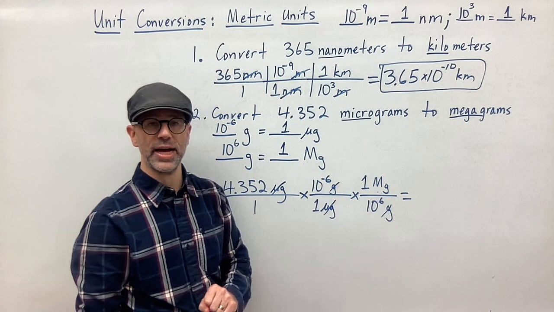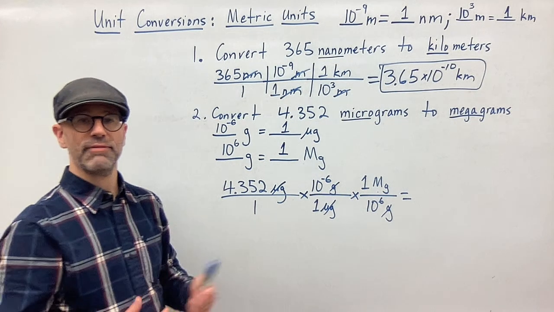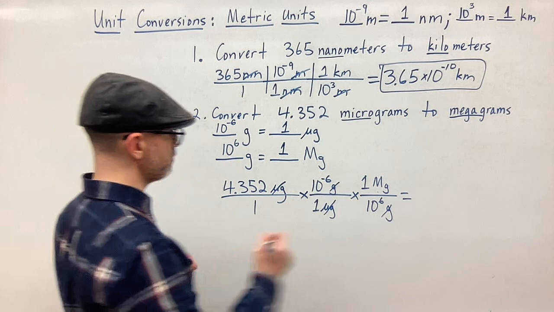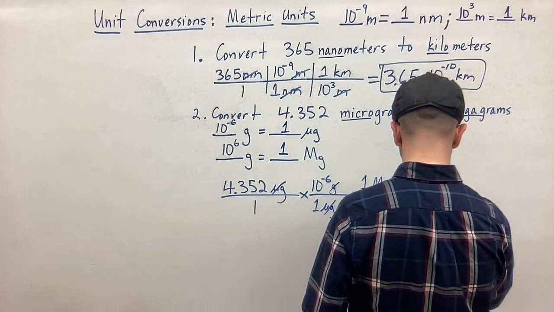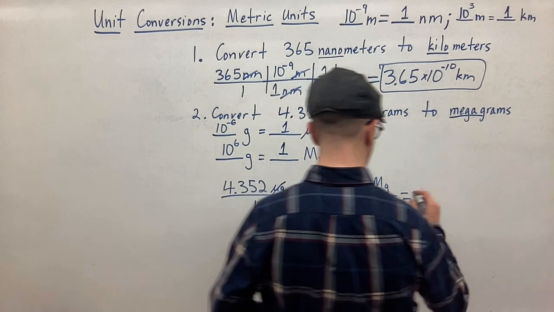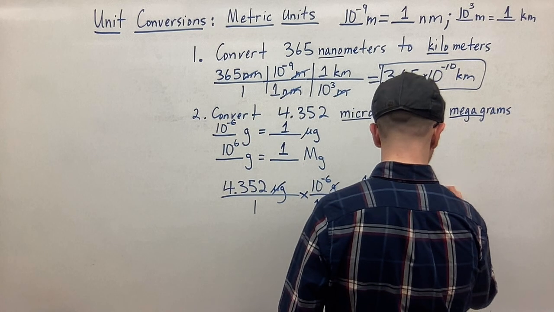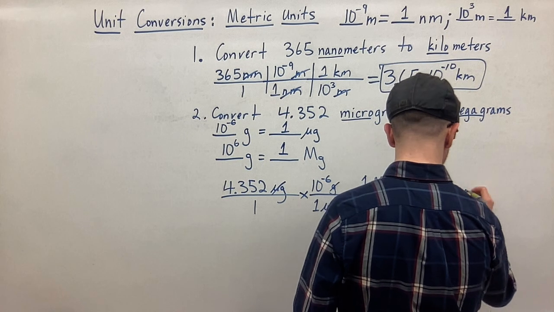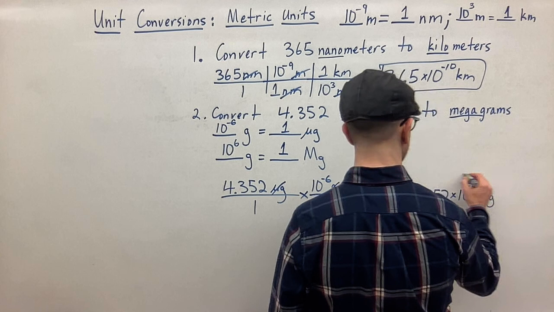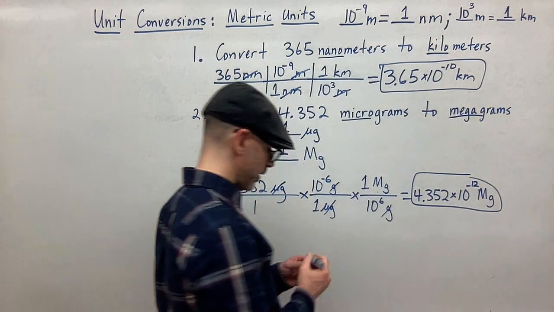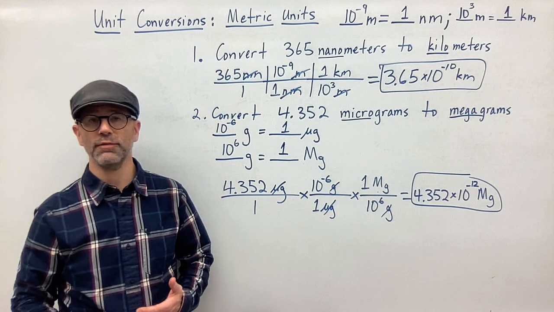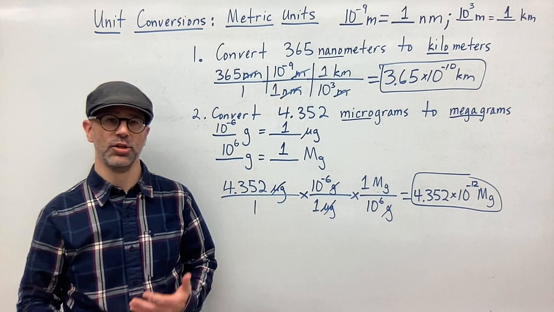So you just put an equal sign. Now all you need to do is multiply and divide and get your answer, which is going to be 4.352 times 10 to the negative 12 megagrams. So that is your answer. And that, ladies and gentlemen, is how you do unit conversions with metric units and their prefixes.